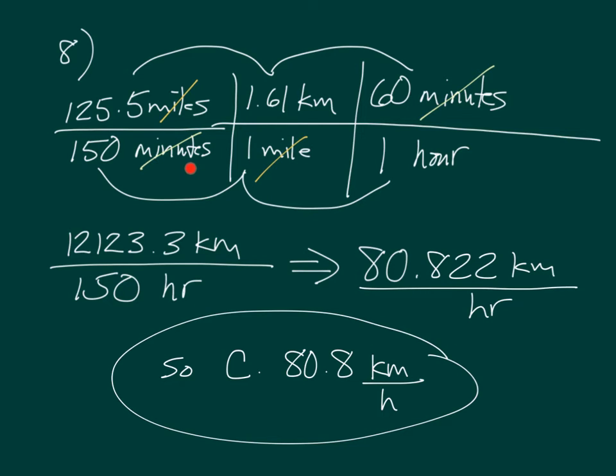That means I need to get rid of minutes. Minutes is on the bottom, so I need minutes on the top. There's 60 minutes in 1 hour. Now my minutes cancel and I'm left with hours. So my units are kilometers per hour. Multiply all your numbers on top together. Multiply all your numbers on bottom together. That gives you a fraction. Divide that on the calculator. Since this was multiple choice, it said choose the most approximate, which was C.